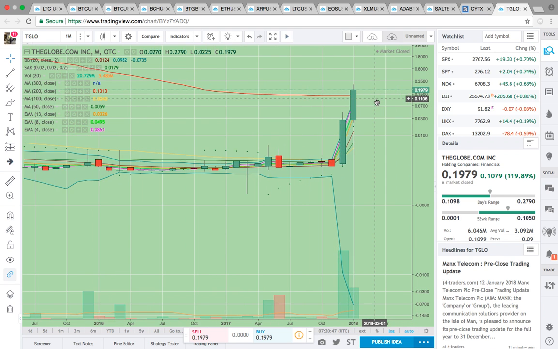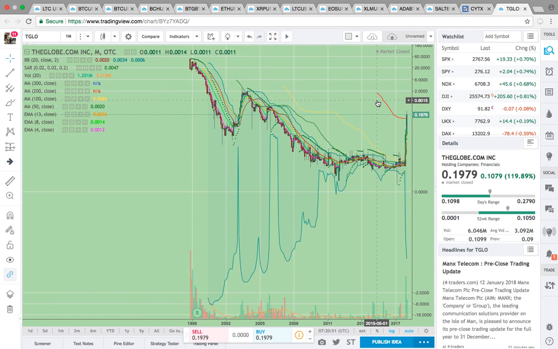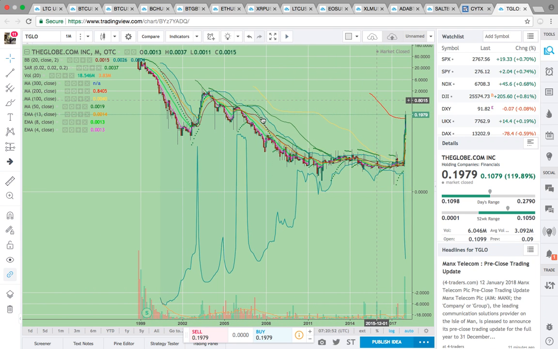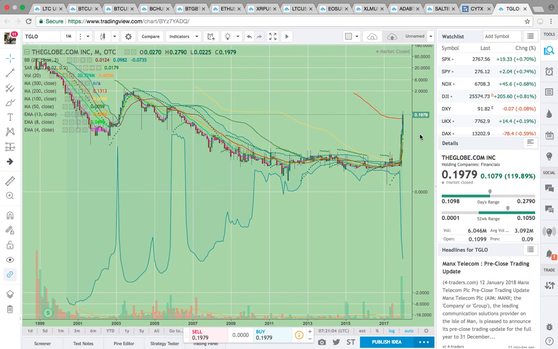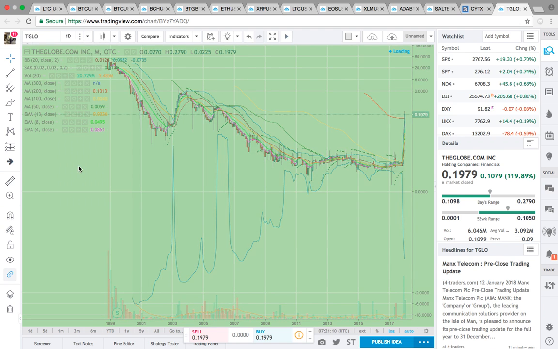This is a 1-month chart. I had to do this so I could show you the potential here. You could see how this is really heating up. Look at the volume down here. It's had this huge volume, the biggest volume since the company started trading, and so it's making a crazy move, and it's on this big run, so keep an eye on TGLO.